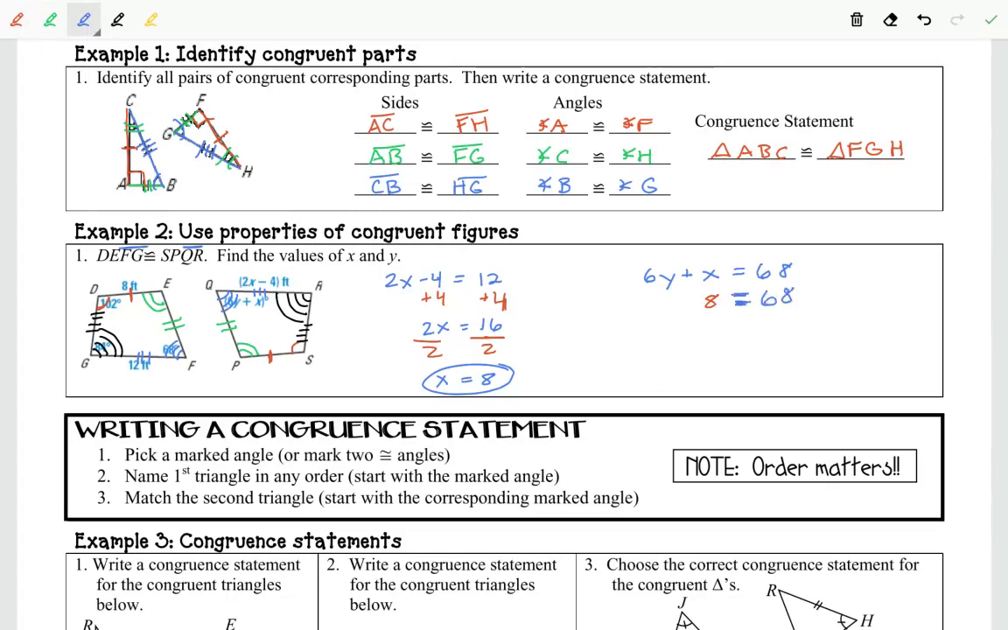So we've got 6y plus 8 is equal to 68. So now we have 6y is equal to 60. Divide both sides by 6. Y is equal to 10.